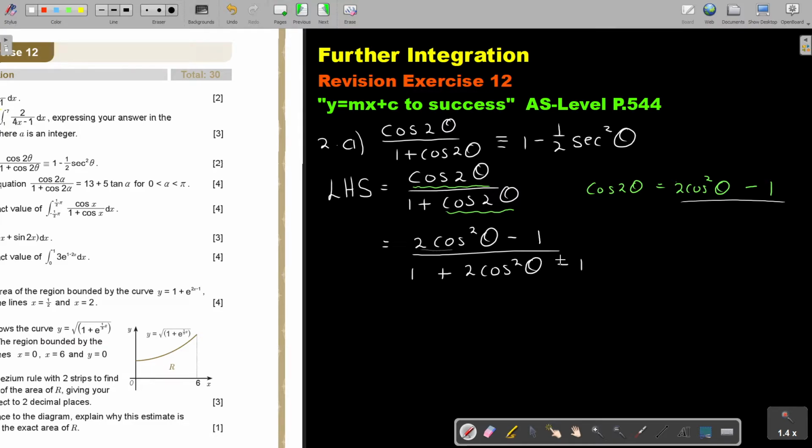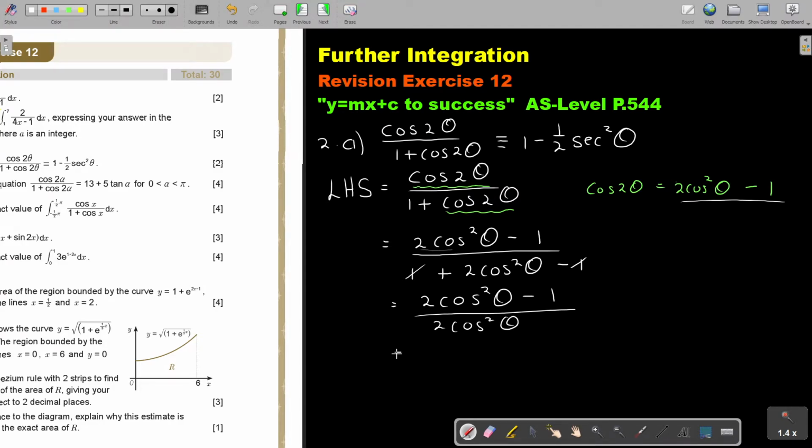Now, in this case, it's trial and error. Don't spend too much time on this, because usually they show you what it must derive to, so that if you don't get it correct, you can use A and still continue with the rest of the question B. But in this case, this will cancel out. So I'm going to be sitting with 2 cos squared theta minus 1 over 2 cos squared theta.